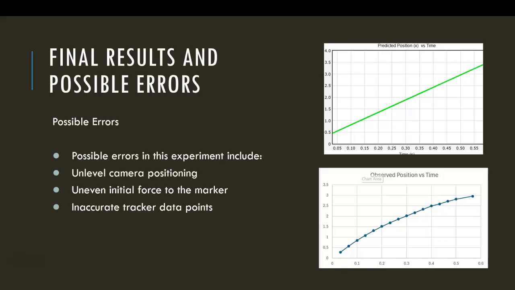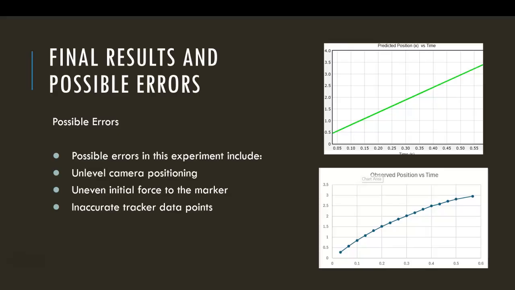So what we found in this experiment was that the Tracker graph on the bottom displays the observed values, and the GlowScript model on the top displays the predicted values. The observed values curve over time, whereas the predicted values do not. The predicted values are meant to display the motion of an object with 0 net force acting on it.